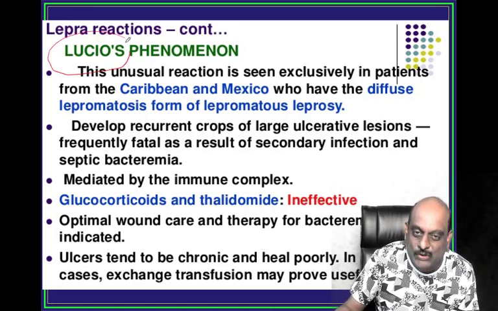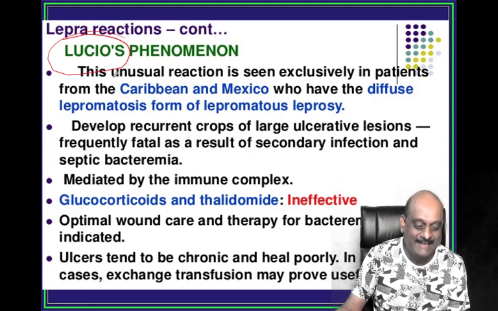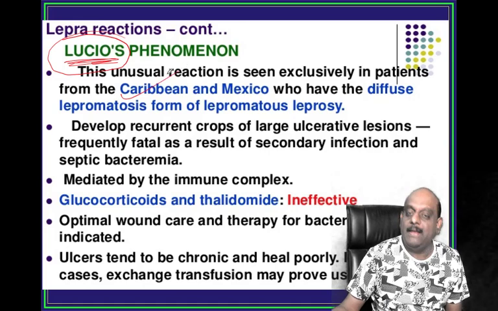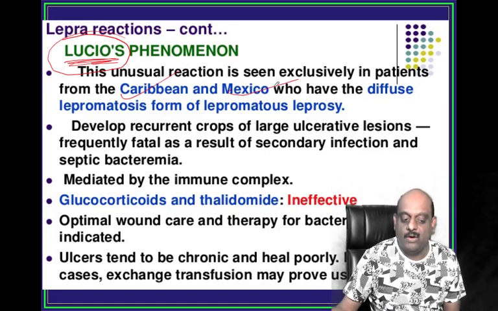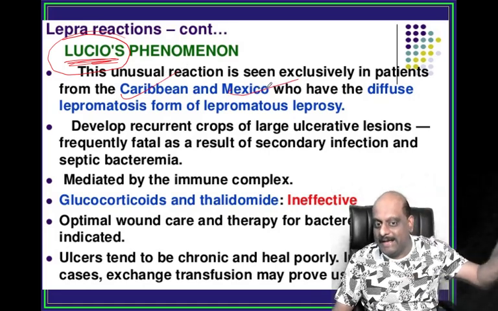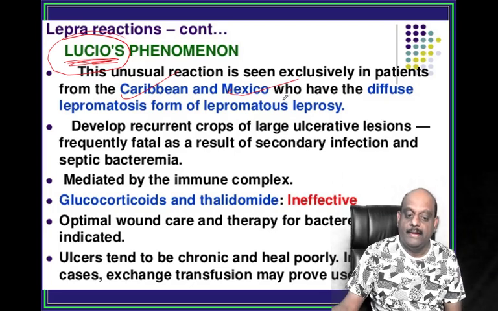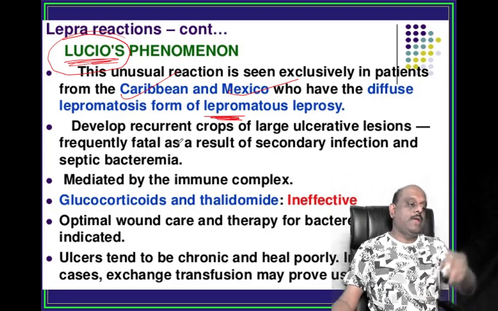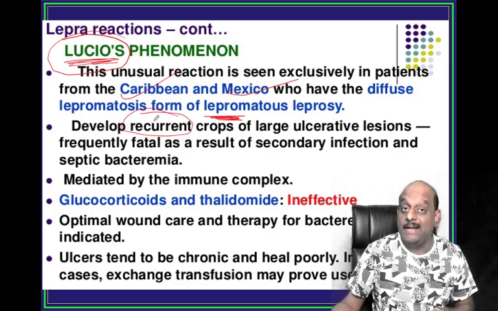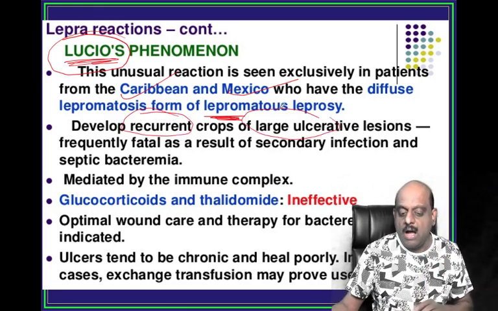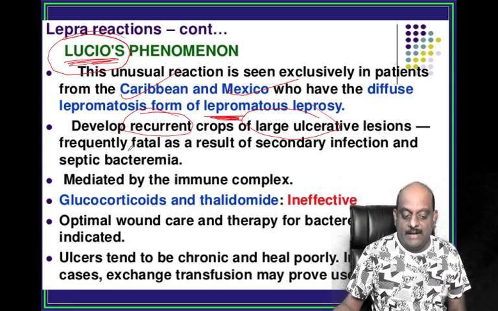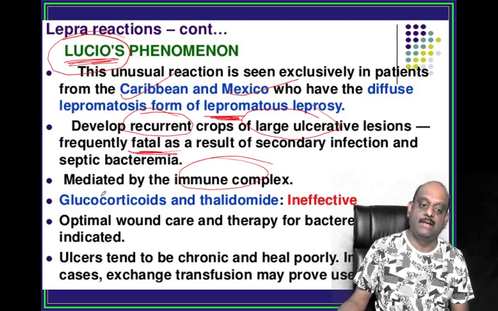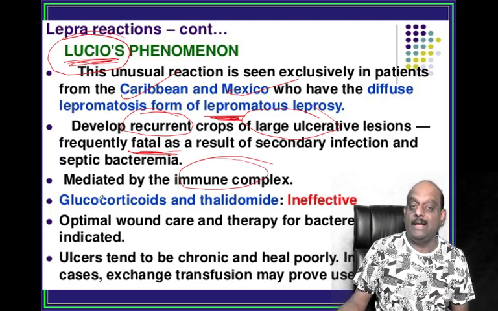Now comes Lucio, the Mexican one. What is Lucio's phenomenon? It is seen in the Caribbean, South America, Mexico. Typically it appears in lepromatous leprosy. A lepromatous leprosy patient develops recurrent crops of large ulcerative lesions which are frequently fatal, mediated by immune complexes. That is called Lucio's phenomenon.